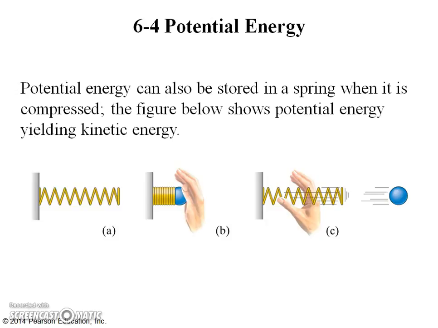Another type of potential energy is elastic potential energy. Elastic potential energy can be created by springs. When you compress or stretch out a spring, you are storing energy. As soon as you let go of the spring, the object will begin to move. And once again, the stored potential energy transforms into kinetic energy.